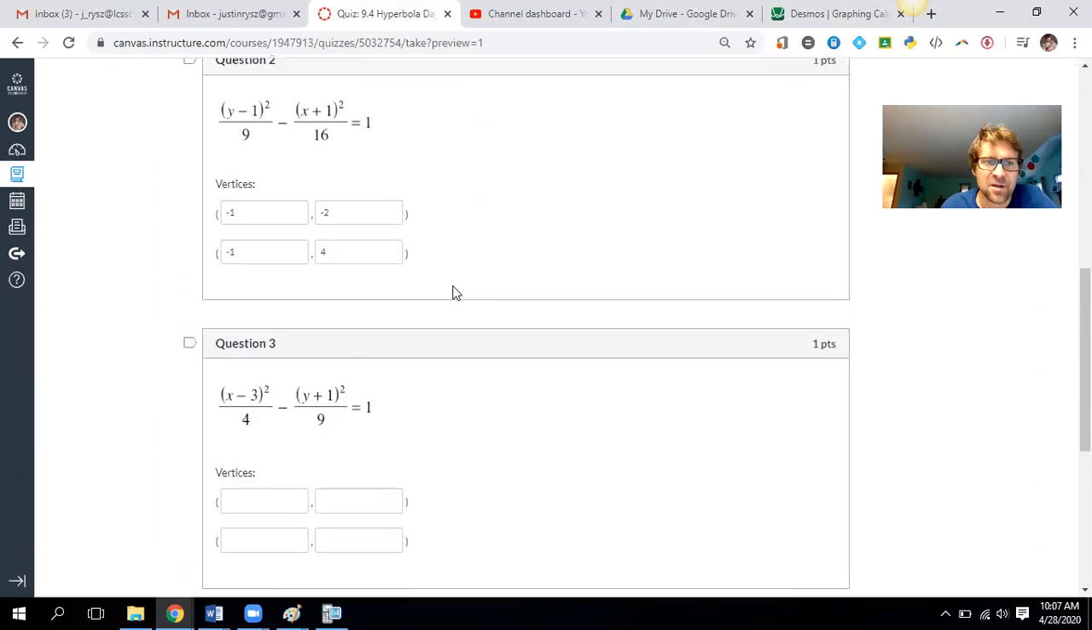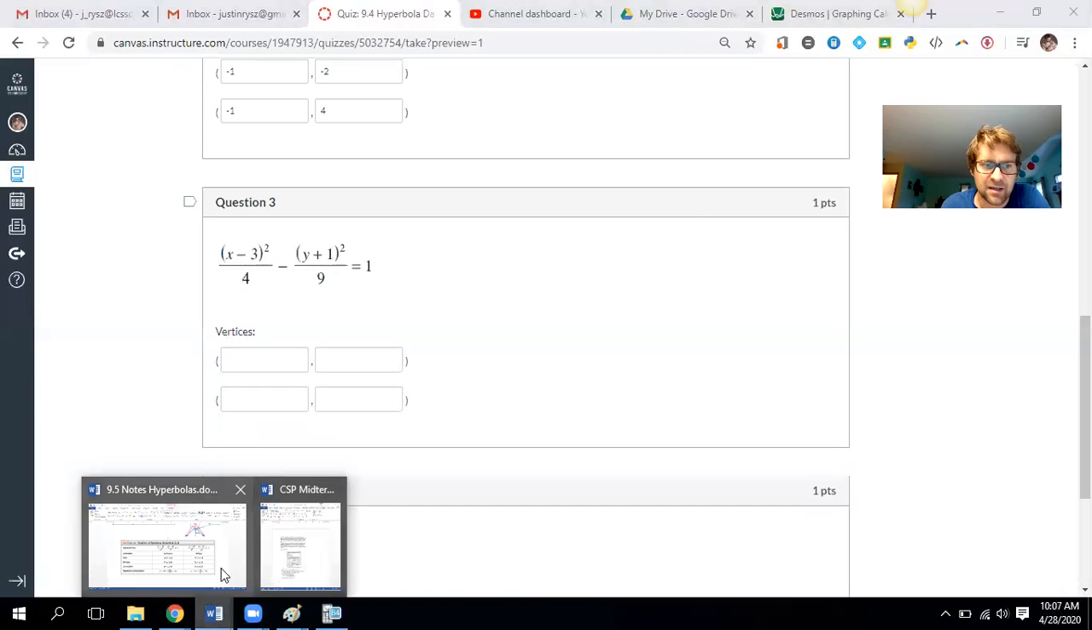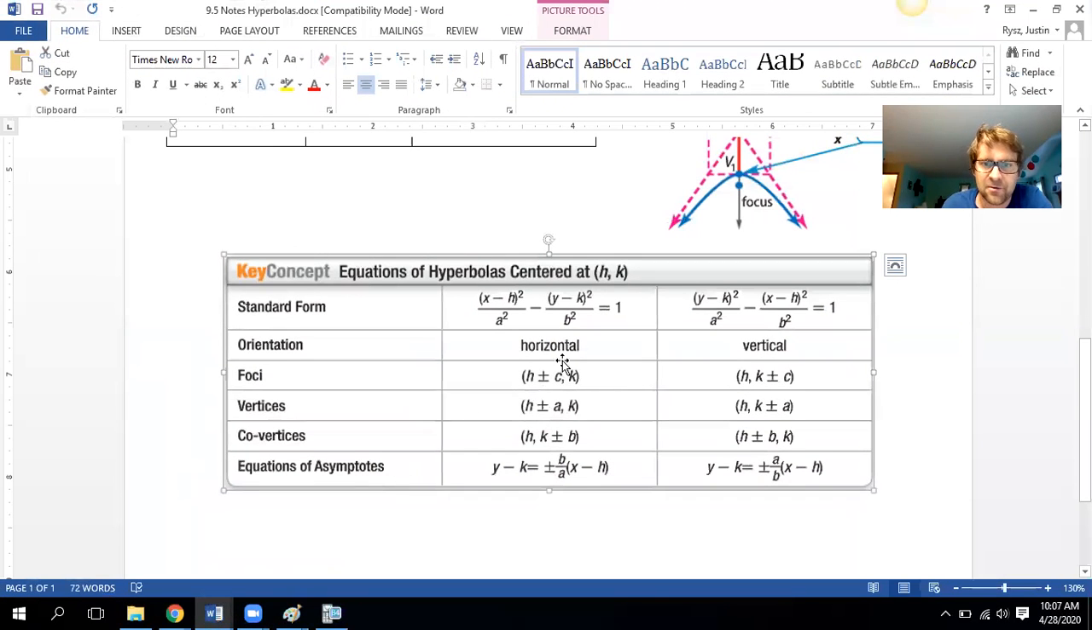Okay, 2 more problems to go. Same technique we're going to do: try to do it algebraically and then double check our answers on Desmos. So we have an x at the beginning, so that means we have a horizontal graph. So I'm going to look back at here. Horizontal graphs, x at the beginning, it's h plus or minus a k.